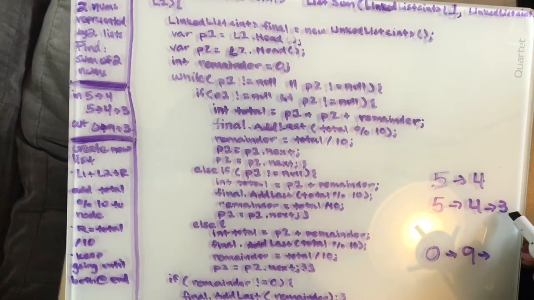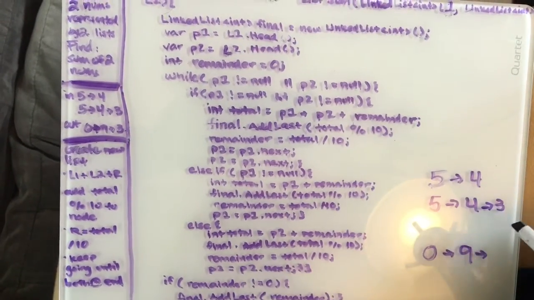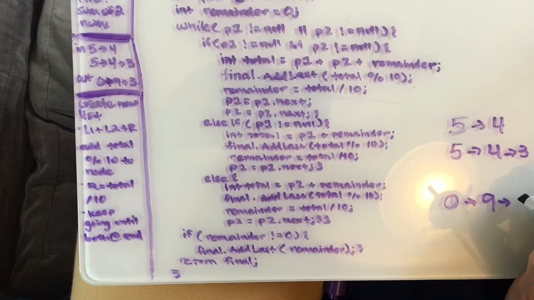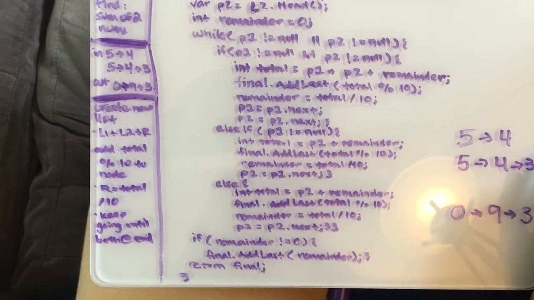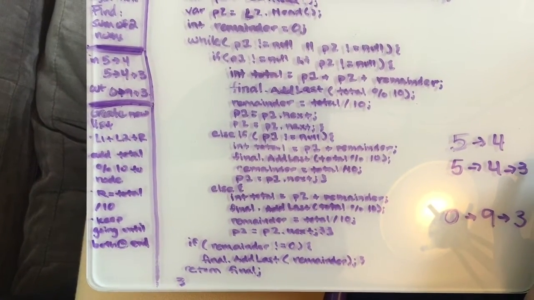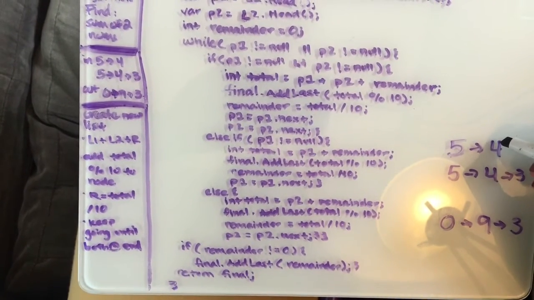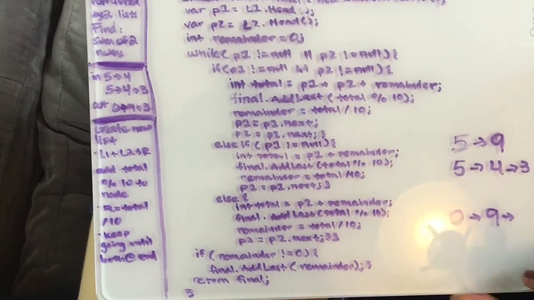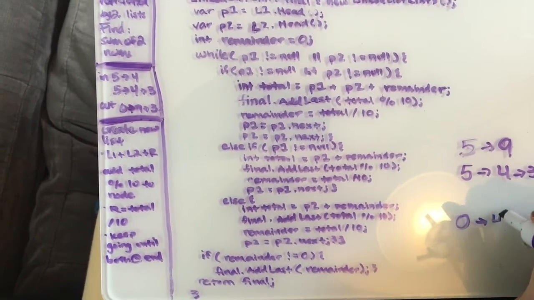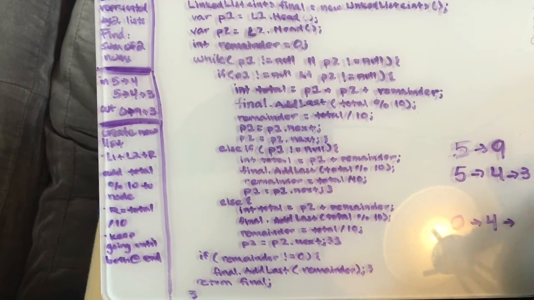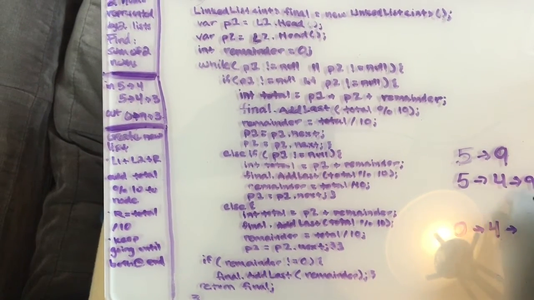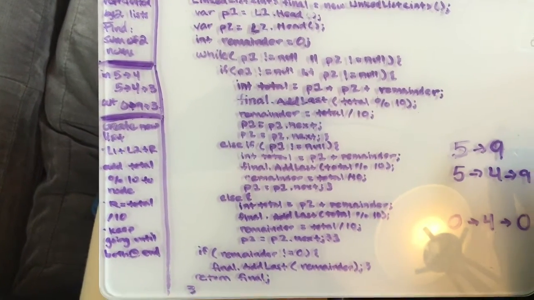Our total would be P2 plus the remainder, which in this case is 0. But if it weren't, we would still add the remainder. So 3 plus 0 is 3, and we will add this. Let's pretend this was a 9, then we'd have 14, and this was a 9, then this would be 0, and we'd have a remainder of 1.